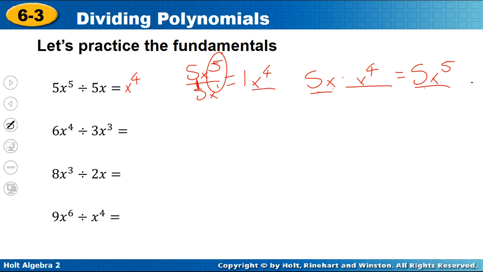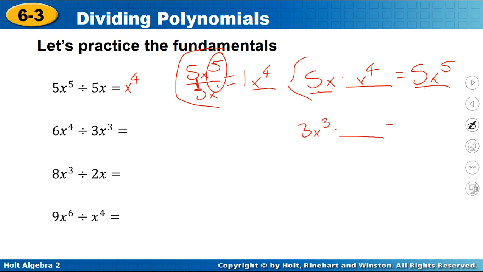Alright, so the next problem. Let's do my approach. Again, this is not really what I write down. I never really write this down. This is just what goes on in my head when I'm trying to solve this problem. I don't really think about it or write anything down. I just kind of think what's missing to complete this. So here we've got 6x to the fourth divided by 3x to the third. So 3x to the third times something ends up at 6x to the fourth.